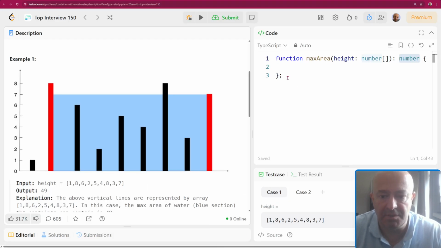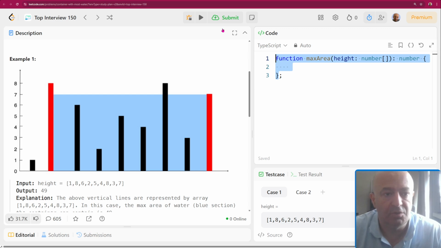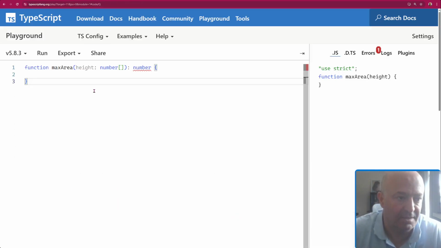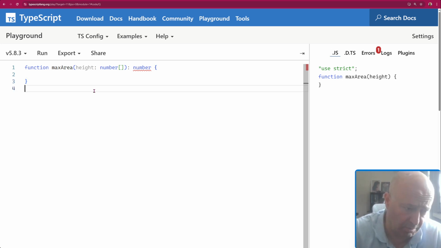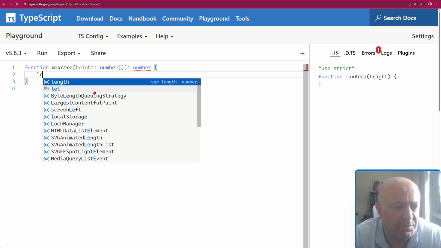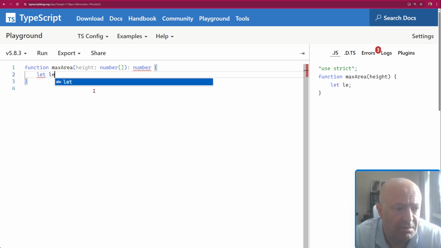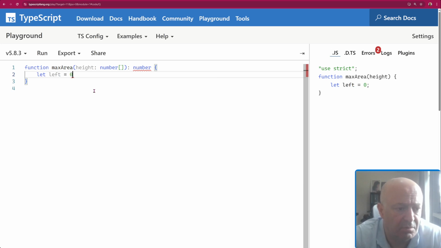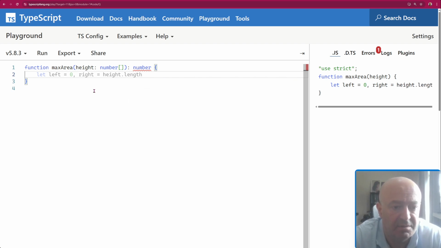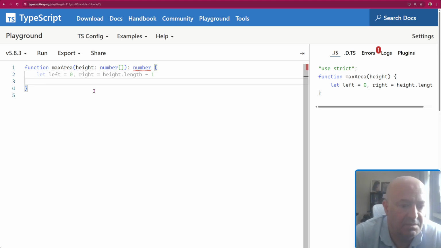Let's try to implement this now. I'm going to move to a different editor here. This is typescriptlang.org. So we said we're going to do left equals 0, right equals height length. That sounds weird. Length of the height array minus 1, right?